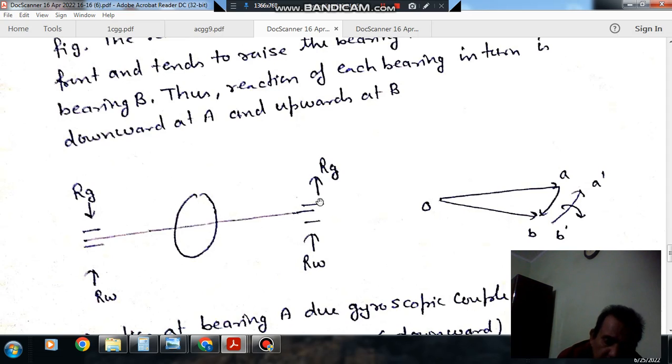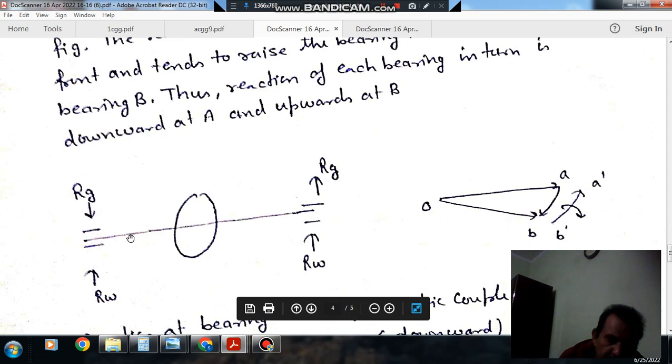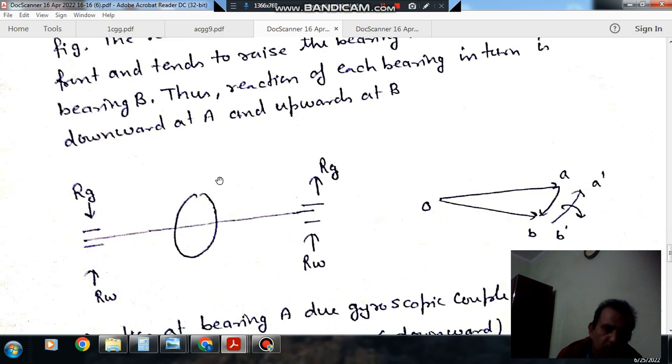So due to gyroscopic couple, the reaction on the right hand side bearing will be in the upward direction, because this is clockwise and this will act on this shaft, and the corresponding reaction provided by the bearing will be in upward direction because it will try to bring it in downward direction. Similarly, it will try to bring this end in upward direction because of clockwise sense of gyroscopic couple. So the reaction on the bearing will be in downward direction. So this is the reaction provided by bearing due to gyroscopic couple.